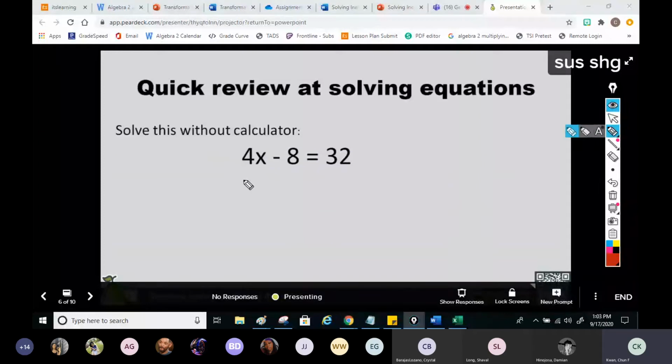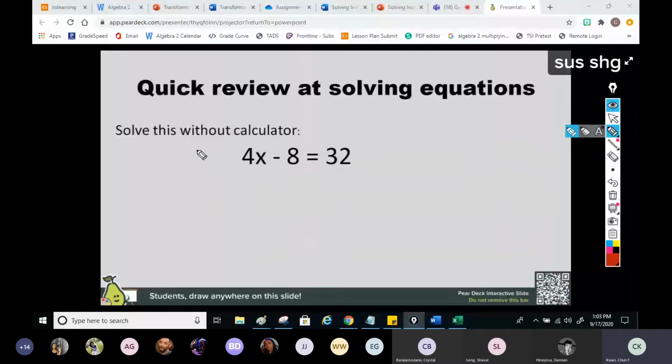All right, so let's do this in Peer Deck. I want you to try to solve this in Peer Deck. Solve this without a calculator. Tell me what x is. I want you to list all the steps. In Peer Deck, you should be able to type on it. So go ahead and type all the steps.